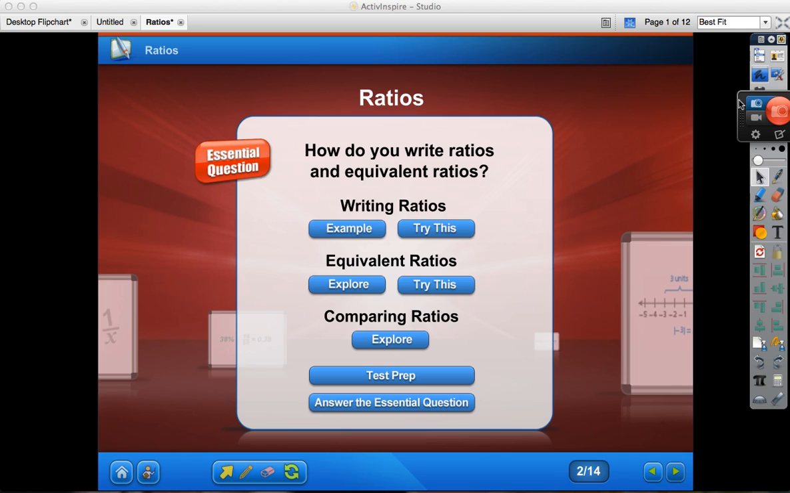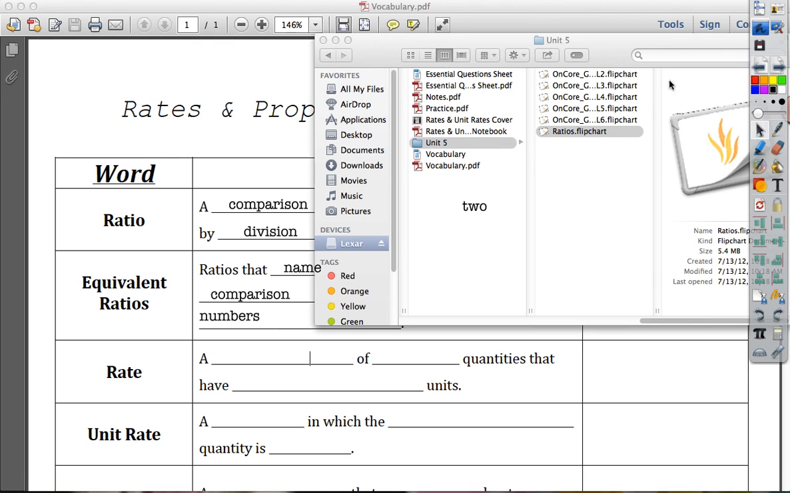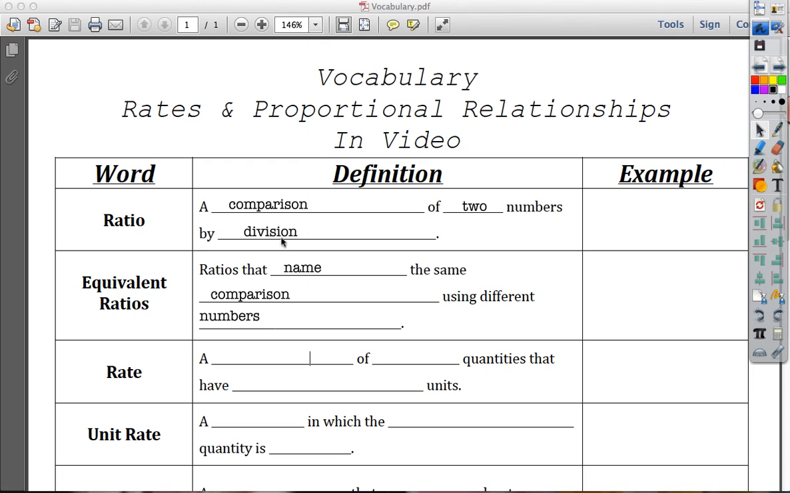So the first thing we need to talk about are ratios and equivalent ratios because we're learning about those and what they are. So in your vocabulary, you know that you have your words, and a ratio is a comparison of two numbers by division. And how we write ratios, so if we were looking at a class and we were looking at the number of girls to boys, we would write our ratio in that order.